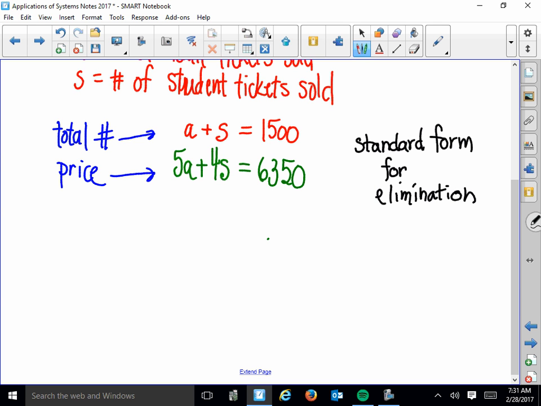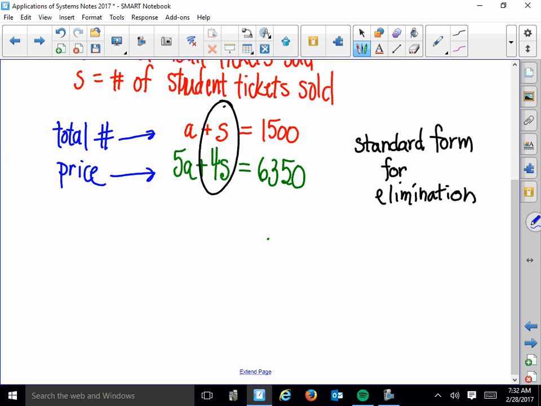But what I have to do is take a look at the coefficients of A. Okay, I do not have opposites. I have a 1A and a 5A. I also have a 1S and a 4S. I'm always going to try to use the smallest number possible when I multiply. So, knowing that, I am going to stick with the S's, the number of student tickets sold, and I'm going to determine what I need to multiply by.